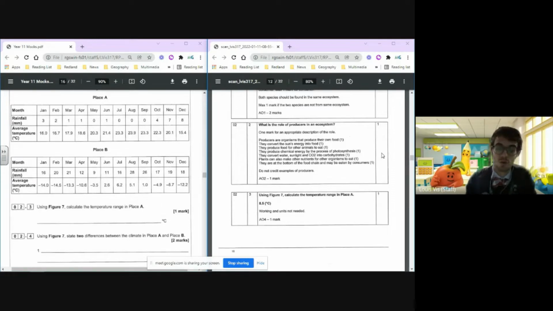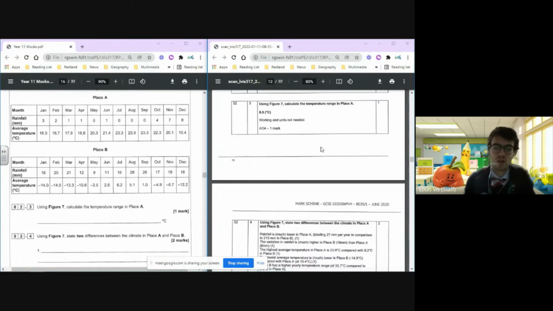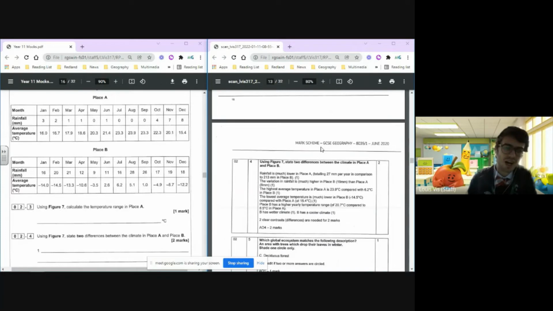Question 2.4, it said state 2 differences. The differences have to be different. So you can't say A's got a high temperature, B's got a lower temperature. That's just rubbish, because you've given me the same thing twice but said differently. What you could have said is A has very little rainfall, B has lower temperatures. That would have worked. Here you've got a list of all the ways you could have got 1 mark, but on the whole you all did pretty well at that one. It's just a few people told me the same fact said differently, which doesn't quite work.